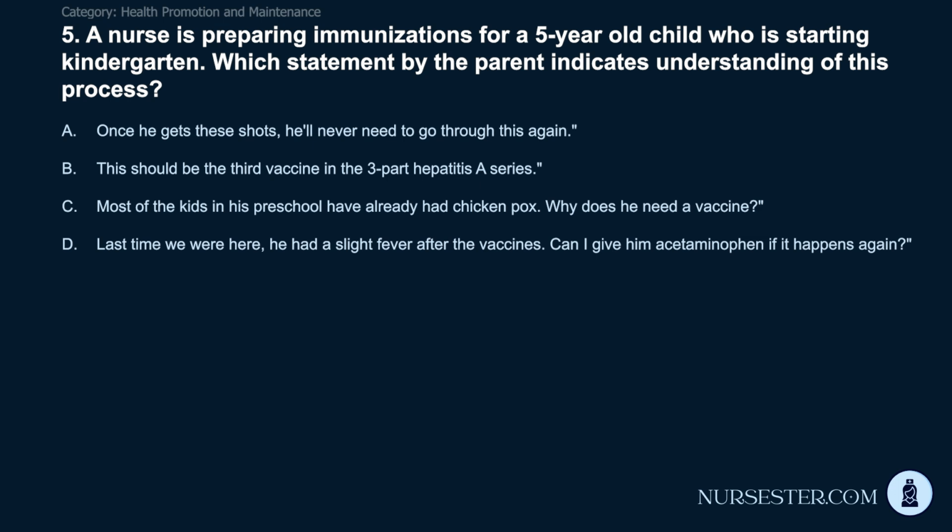5. A nurse is preparing immunizations for a 5-year-old child who is starting kindergarten. Which statement by the parent indicates understanding of this process? A. Once he gets these shots, he'll never need to go through this again. B. This should be the 3rd vaccine in the 3-part hepatitis A series. C. Most of the kids in his preschool have already had chickenpox. Why does he need a vaccine? D. Last time we were here, he had a slight fever after the vaccines. Can I give him acetaminophen if it happens again?